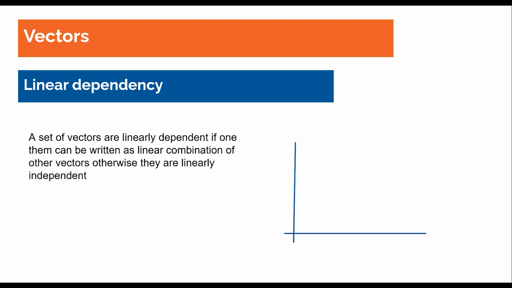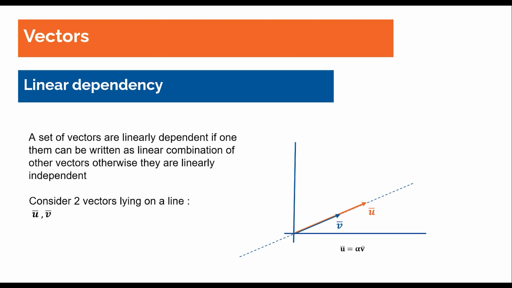Now let's look at the geometry of linear dependency. Imagine two vectors lying on the same line. Obviously, you can write one of these vectors as scalar multiplication of the other vector. So two vectors lying on the same line are always linearly dependent.